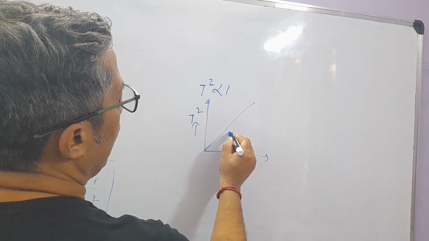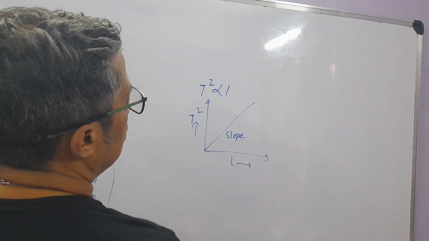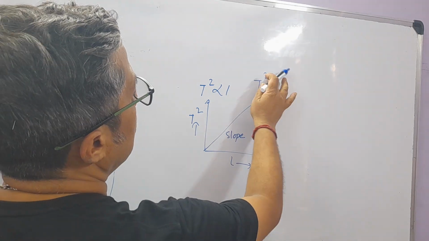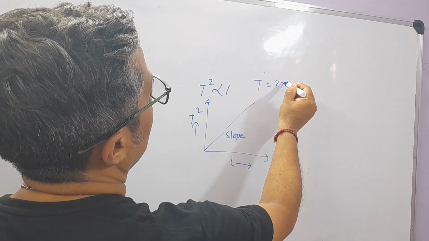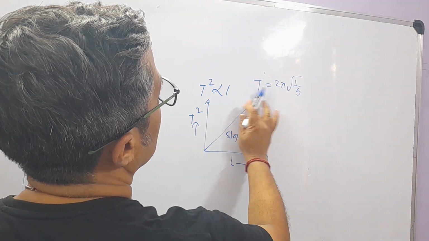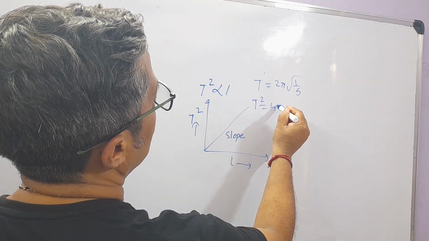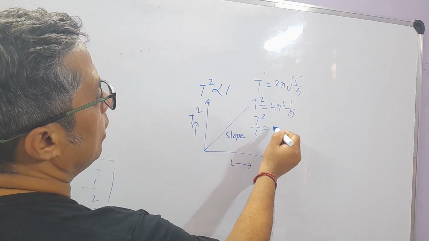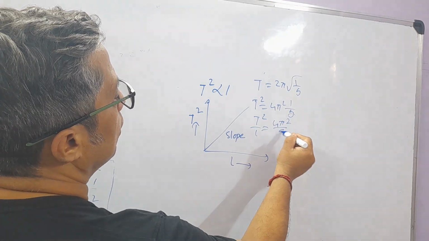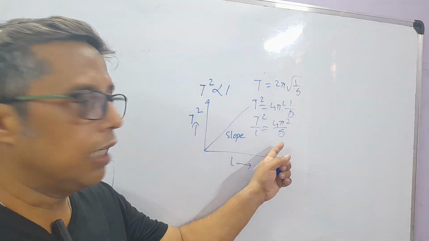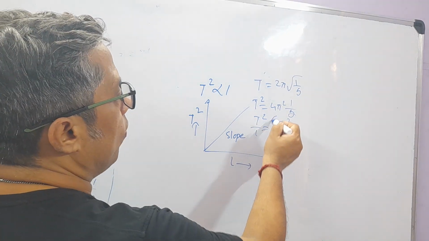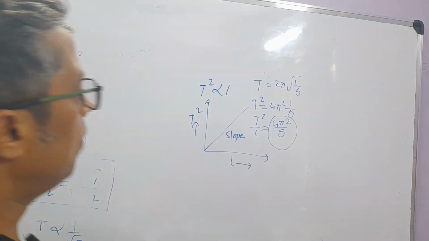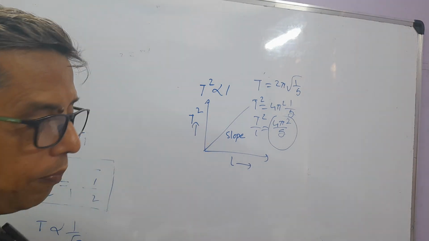So what will be the value of this slope, right? This slope will be T square by L. So if we know that T is equal to 2 pi root of L by g, you can say that T square is equal to 4 pi square L by g, right? From here, T square by L is equal to 4 pi square by g. So this 4 pi square by g is a constant, and this is called the slope of this T square versus L graph, right?